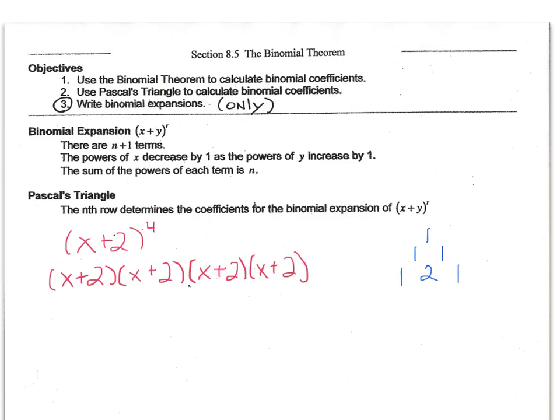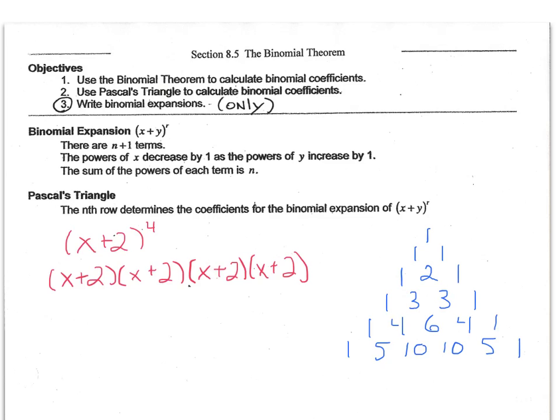So a 2 will go below in between those 2 numbers, and then we always end with a 1. So to do the next row, we're going to start with a 1, add 1 and 2 together and get 3, and then add 2 and 1 together and get another 3, and then end with a 1. And this triangle keeps going forever. So we can write down as many rows as we want. So we'll just go to the 5th row.